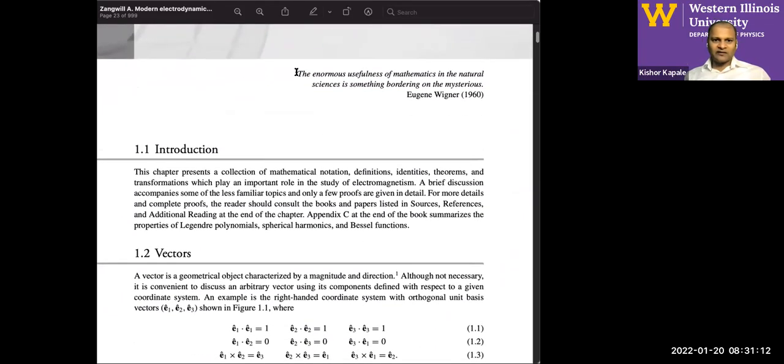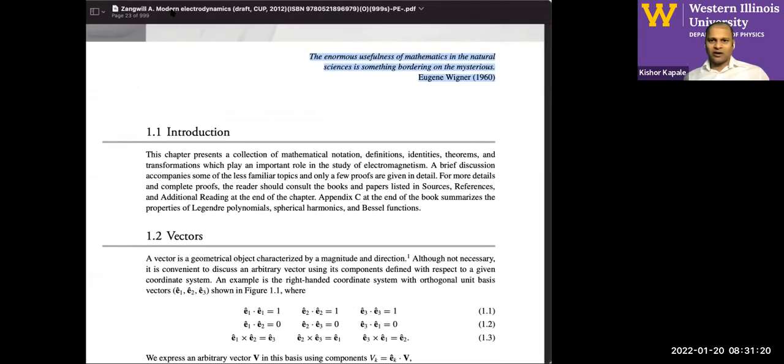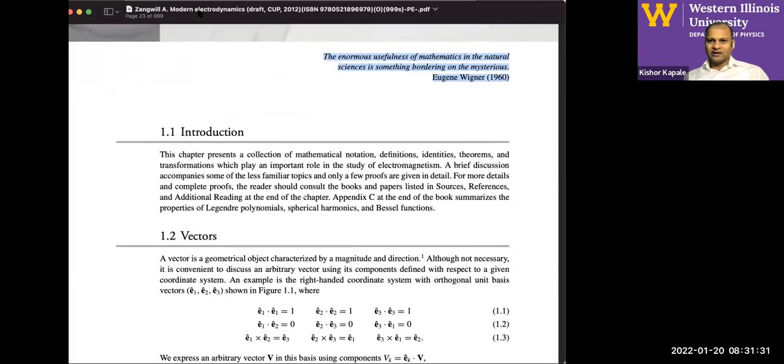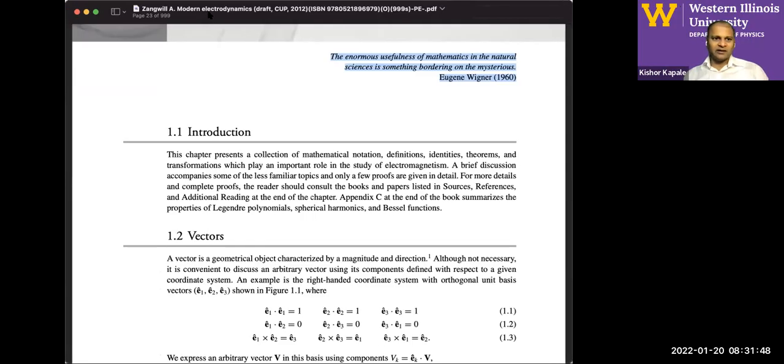Let me focus your attention on the quote here. It says the enormous usefulness of mathematics in natural sciences is something bordering on the mysterious. It's like there is a hidden mathematical universe underneath everything that happens in the natural world, and that's the language of the natural world. Sometimes you encounter mathematical situations that are extremely difficult to describe in words, especially in quantum mechanics, for example, which is something that I fiddle with every day, if you will.